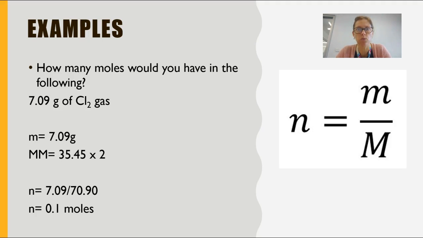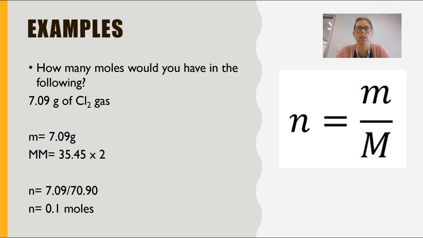And this one is in your booklet, and I want you to work along with me, filling things in as we go, and then we'll move on and have a go at a few of them on our own. So the first question is, how many moles would you have in 7.09 grams of chlorine gas? It's always really good if you can be really clear about what it is you're wanting to find and what information you currently have.